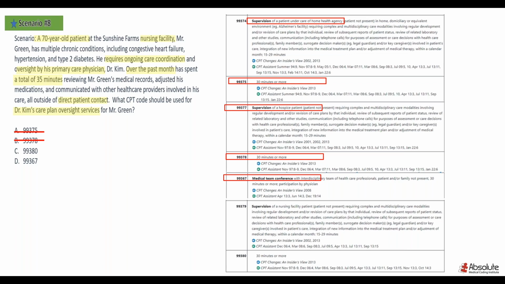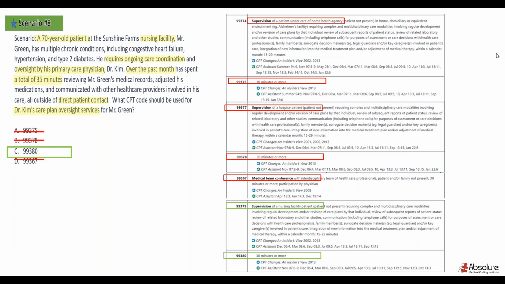Option D is coding for 99367, which is for a medical team conference with an interdisciplinary team of healthcare professionals. So it's not a medical team conference in this scenario as well. So option D is also incorrect, and the correct answer would be option C, 99380, which is for supervision of nursing facility patient, 30 or more minutes. Yes, so we have seen it's oversight services provided for a nursing facility patient. So that's how I picked option C as the correct answer. So that was a pretty straightforward scenario.